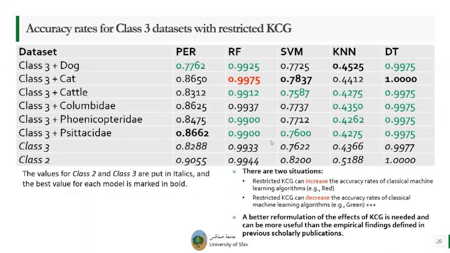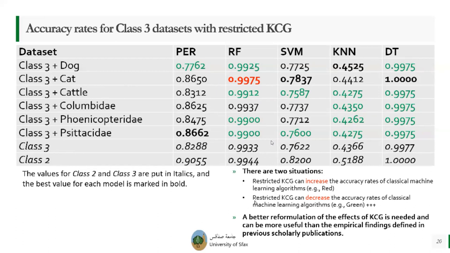So, we have done the experiment and we have found out the following results. We have found two main situations. We have found that restricted knowledge-driven class generalization can increase the accuracy rate of classical machine learning algorithms, as shown in red. You see here that when we did class 3 plus CAT, we get a better result than the global generalization for class 2.